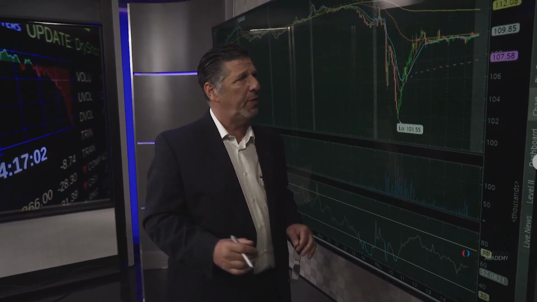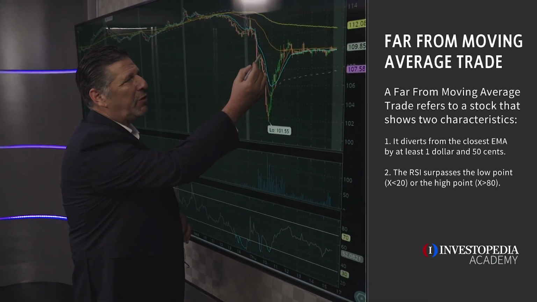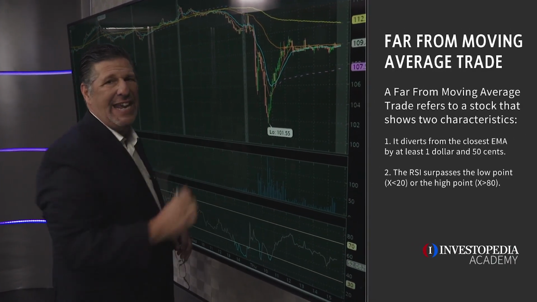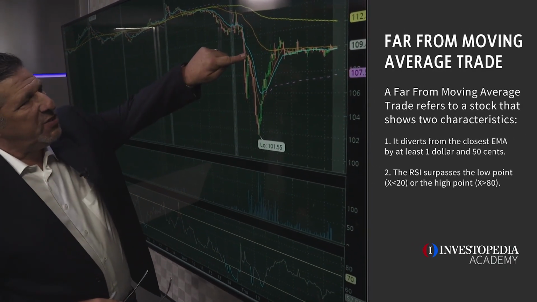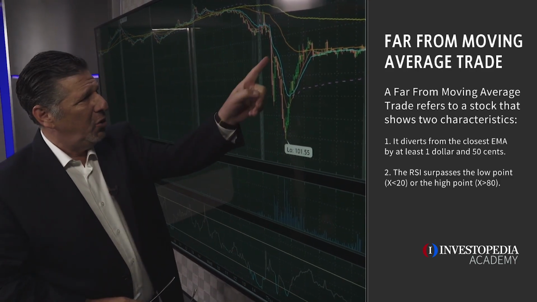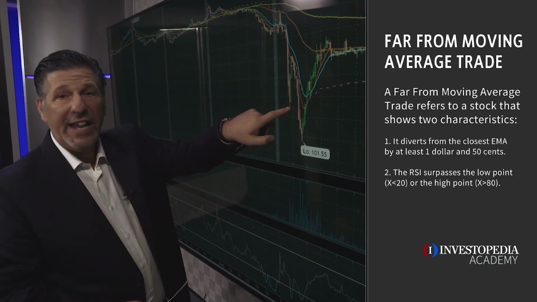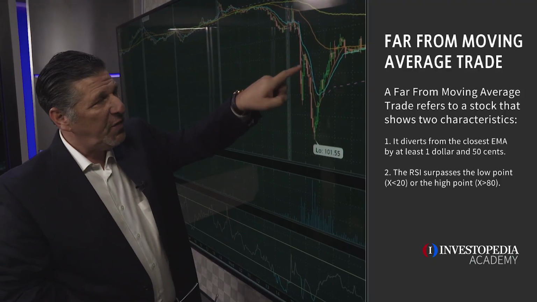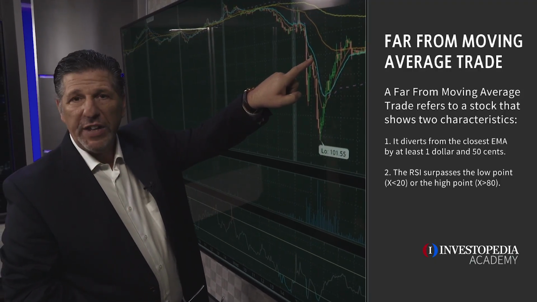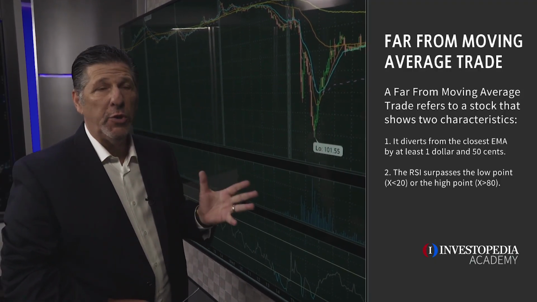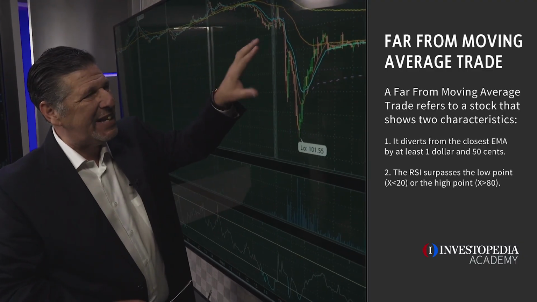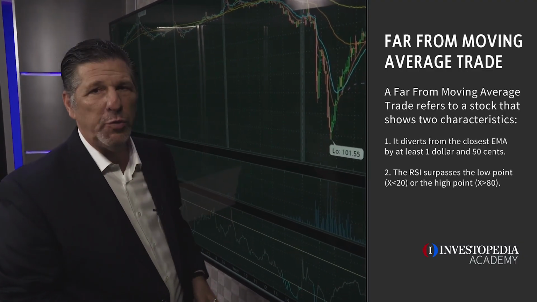First of all, what is it? When a stock, and if we look right up here at our 9 EMA, price of that stock is 109.85. Within 5 minutes, this stock went down to 104.50. It's almost $5 away from that moving average. That is the first thing we look for. We want a stock to be at least $1.50 away from the closest moving average.